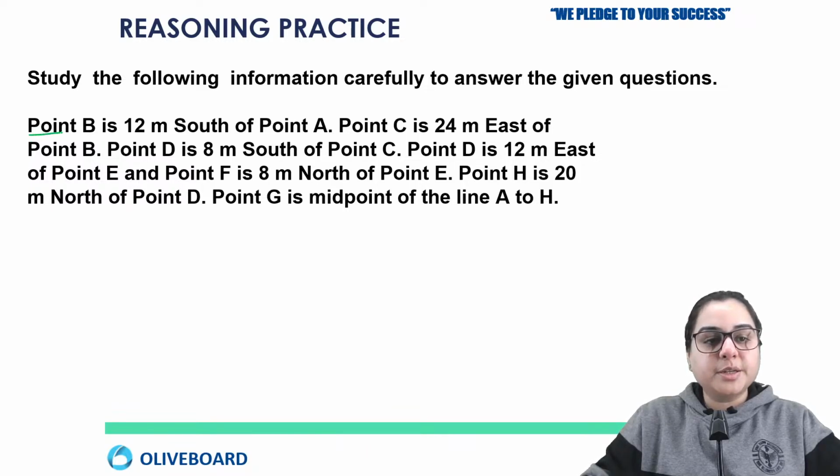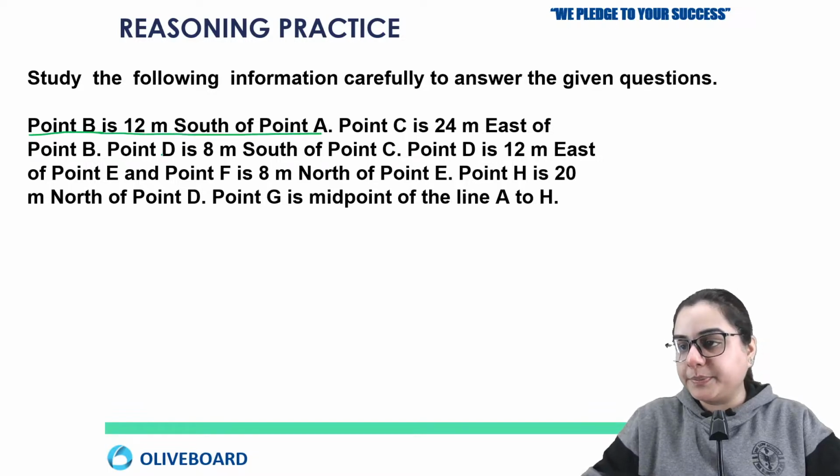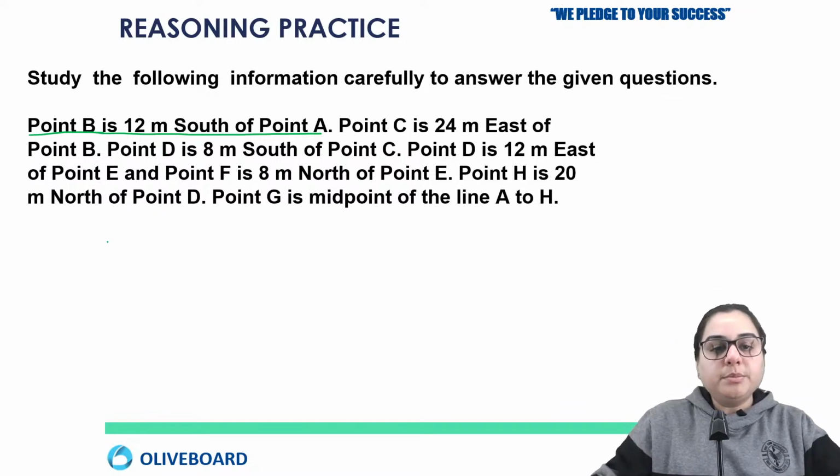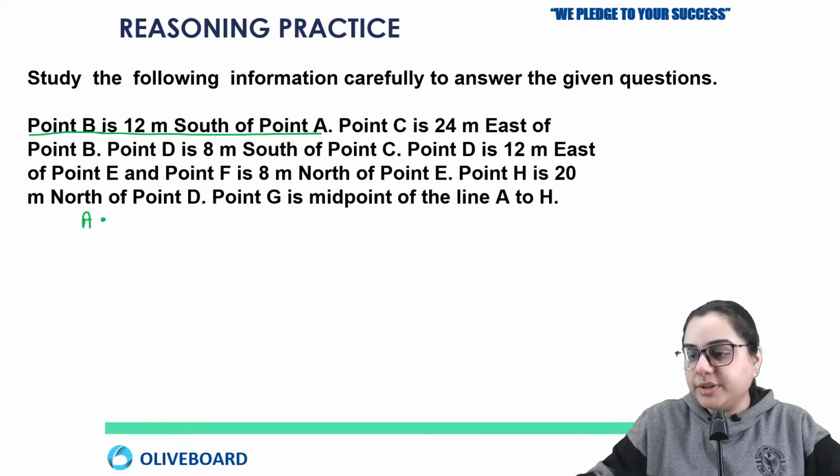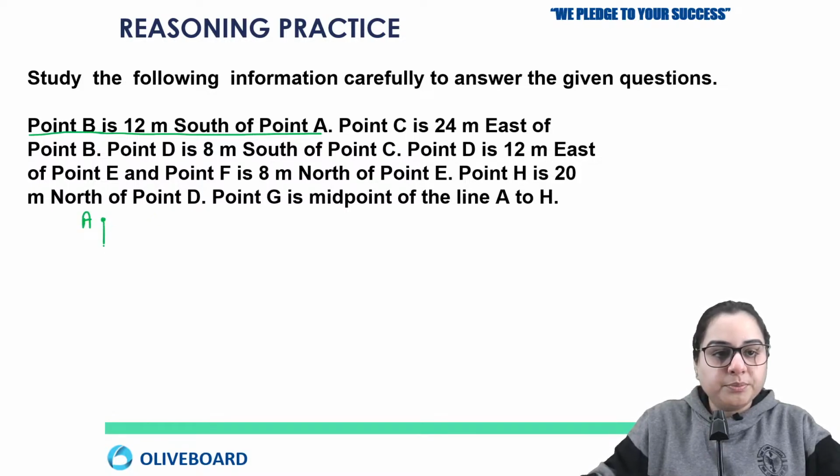So here the first statement is that point B is 12 meters south of point A. So I hope you all are making the solution. So point B is towards south of A. So I'll just make it here. Done. Eva done. Very good. So point B is south. So here I'm going to mark B, which is 12 meters south of A.